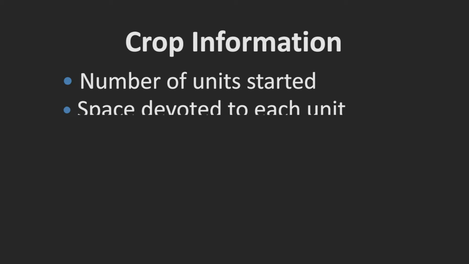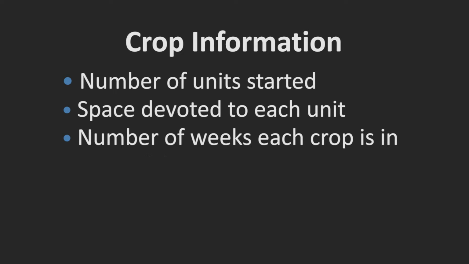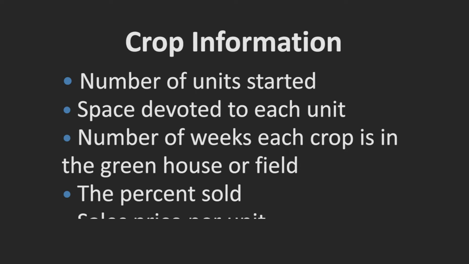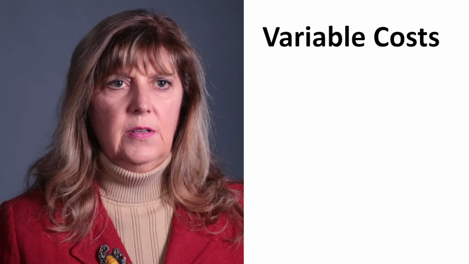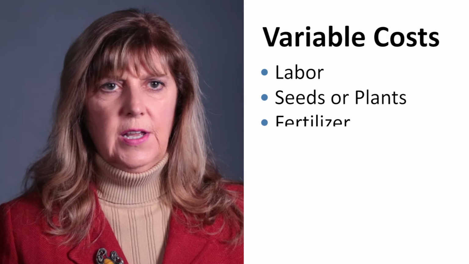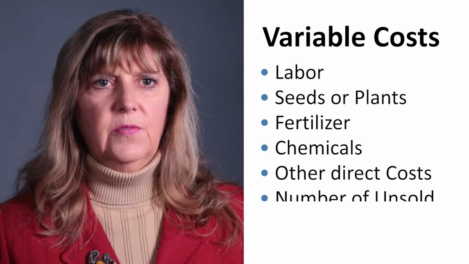Cost accounting begins with cost information typically found on your income statement. The next step is to gather production information for each crop. Information that you need is the number of units started, the space devoted to each unit, the number of weeks each crop is in the greenhouse or field, the percent sold, and the sales price per unit. You also need variable costs such as labor, seeds or plants, fertilizer, chemicals, other direct costs, and the number of unsold plants. These are items that most managers know for each crop.